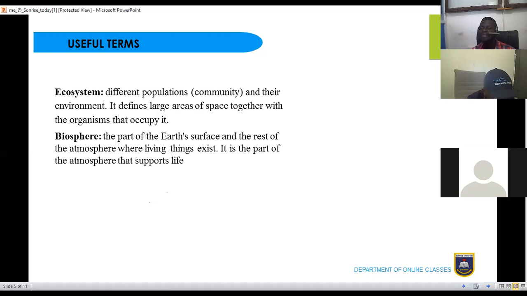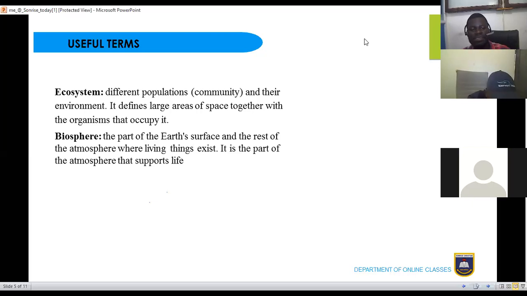So the ecosystem has to do with the living organisms, the non-living organisms, and the interactions that exist between living organisms and living organisms, and then living organisms and the non-living part of the ecosystem. I hope you are getting it. The ecosystem is made up of living parts and non-living parts. Now, for it to be a system, there must be defined interactions between the living and the living, and then the living and the non-living. That is how it becomes a system.